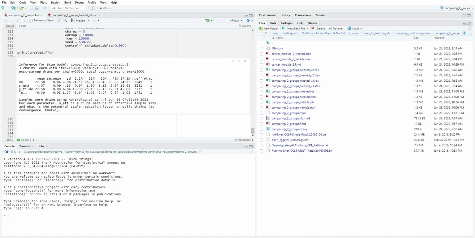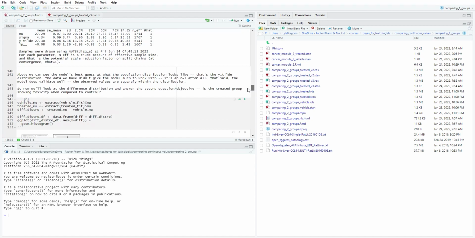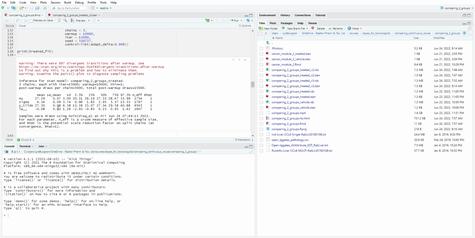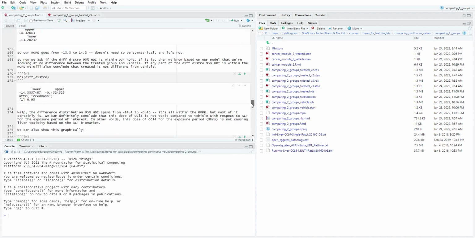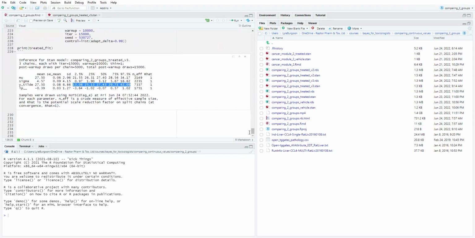And you can see we got rid of the divergent transitions. Our mu is still solid, 27.5. Our y tilde is solid, 27.5. We still have quite a spread with respect to the y tilde, so the predicted values. If we go up here, we can see 13 to 40, 27.3 is the mean. Here we were 13 to 42. So did it really change anything with respect to y tilde?